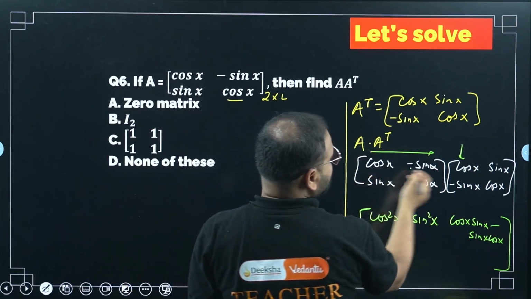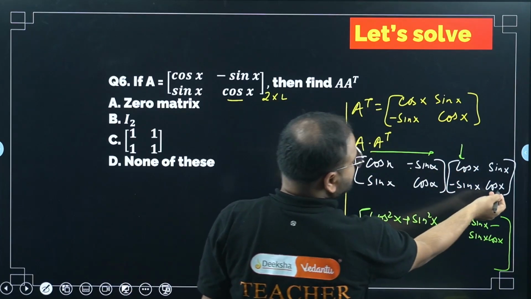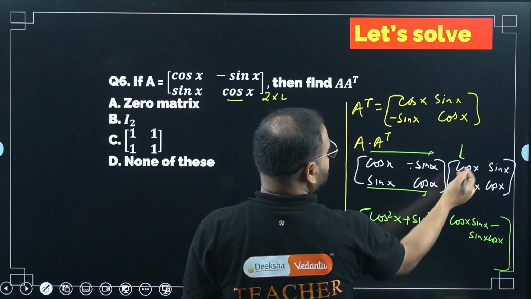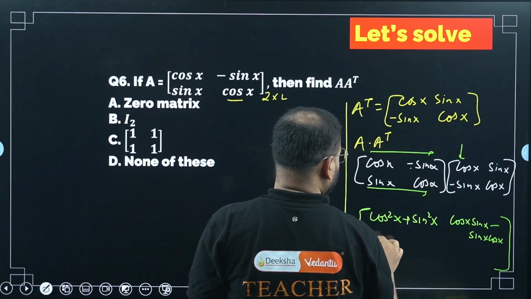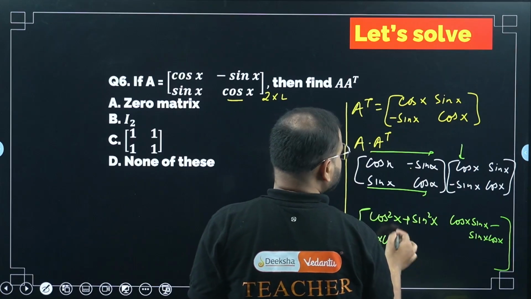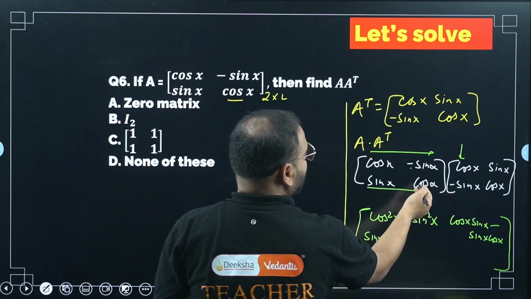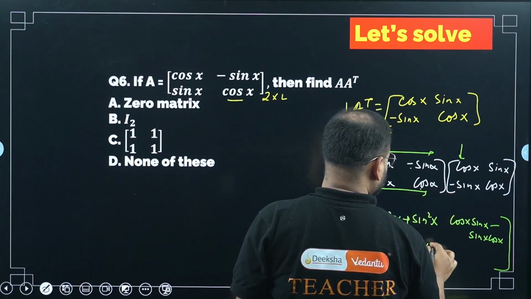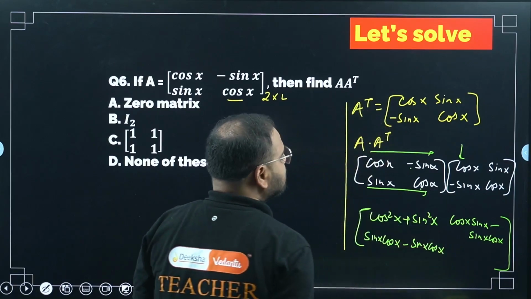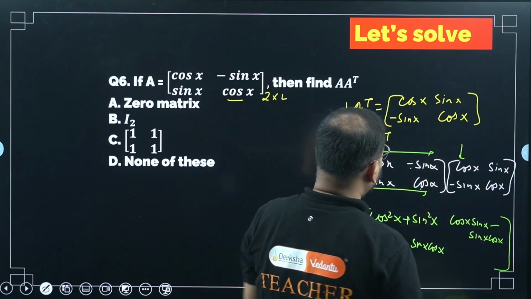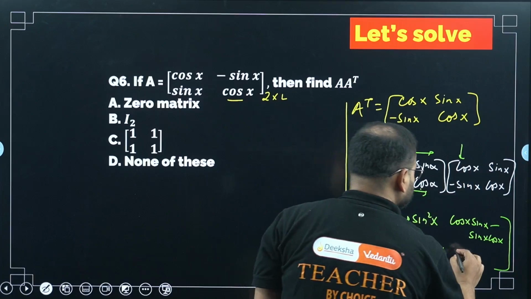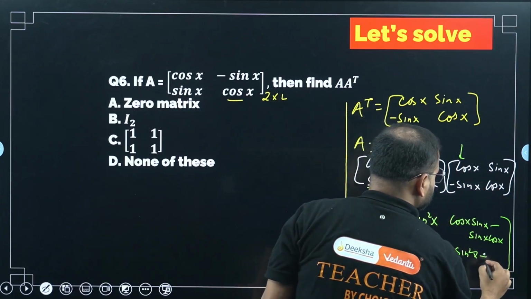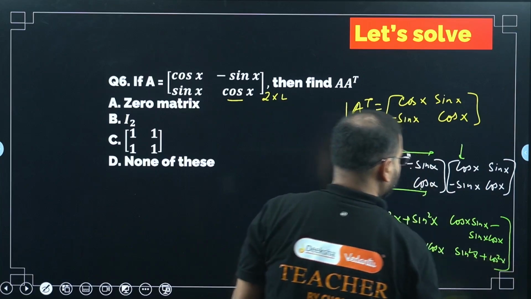Okay. So cos x into sin x was cos x sin x, and minus sin x into cos x was minus sin x cos x. Now we'll do the second row. Sin x into cos x gives sin x cos x, and sin x into cos x into minus sin x gives minus sin x cos x. Second row with second column: sin x into sin x will be sin square x and cos x into cos x will be plus cos square x.